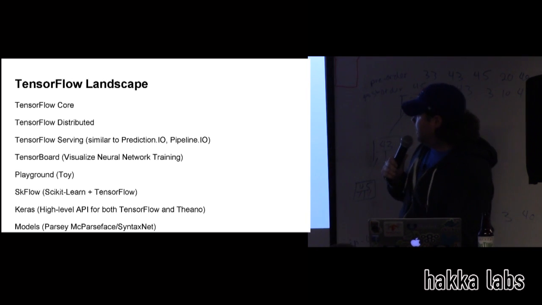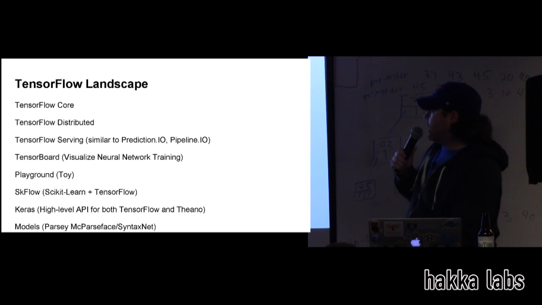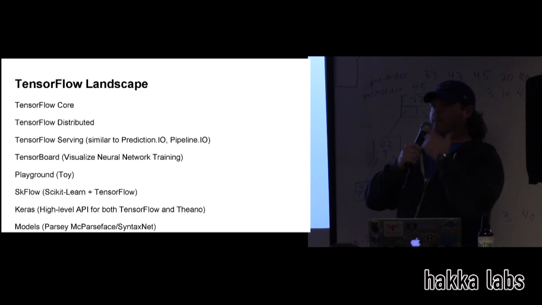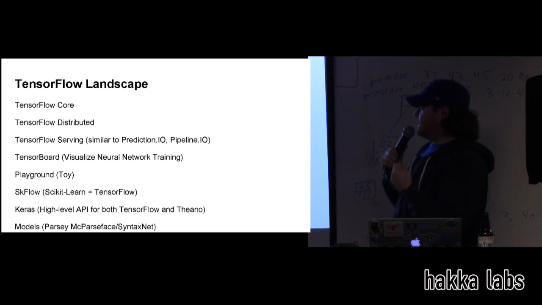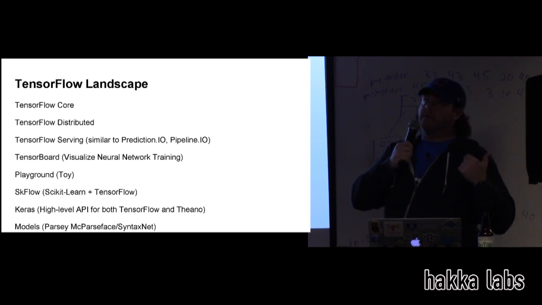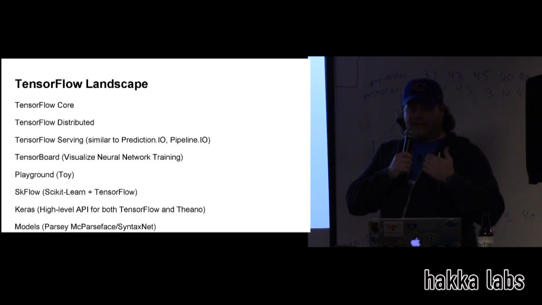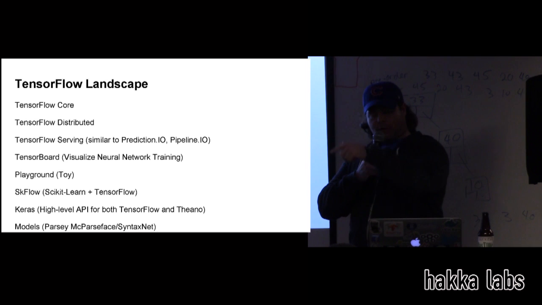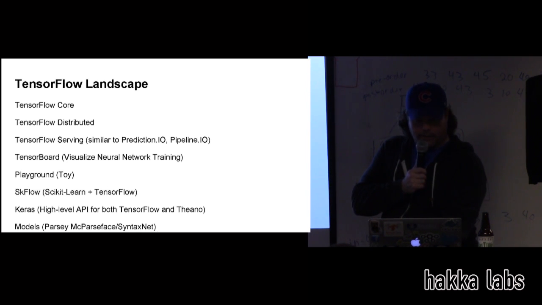Keras we talked about. And then this new project showed up recently called Models. It's within the TensorFlow GitHub project, and it's basically where things like the ImageNet model and the latest checkpoints live. Things that take a long time to train, they've just built and then pushed out. So now you can just pull them down from GitHub and do your image classification.